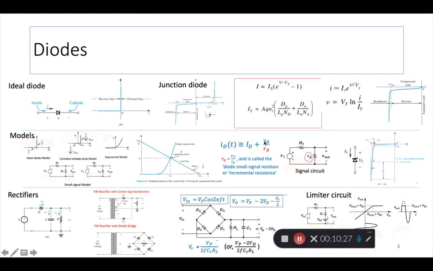And so the small signal approach to finding the current in the diode is you add the sum of the bias current, which is just a DC value, plus a small signal current, which is v by R. And for R, we use this small signal model rd that we just defined, which is actually defined as VT by ID, and it's called the diode small signal resistance or incremental resistance. So then the small signal circuit becomes like this, and you can solve some problems using this.